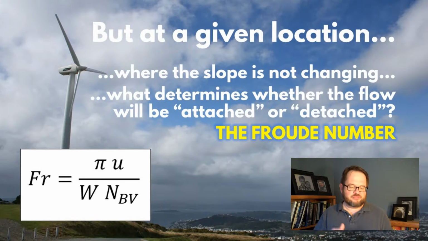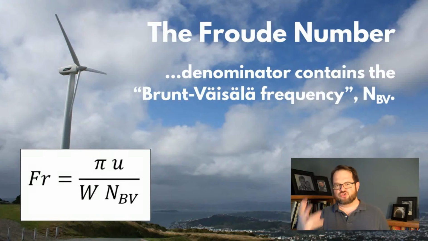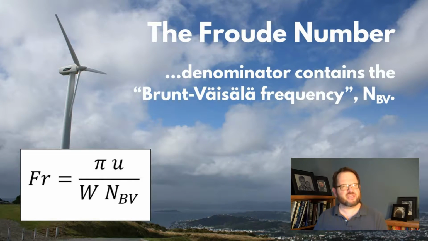And you might remember that the Froude number had in the numerator the u for the wind speed, and in the denominator it had the w, which was the width of the obstacle to the flow, the hill or the mountain or whatever. And it also had the NBV, which was the Brunt-Väisälä frequency. And we kind of hand-waved that away before and said that the Brunt-Väisälä frequency was about stability, and I didn't give you a mathematical equation because I said it'll come back. Guess what? It came back. Alright, so let's take a look here.